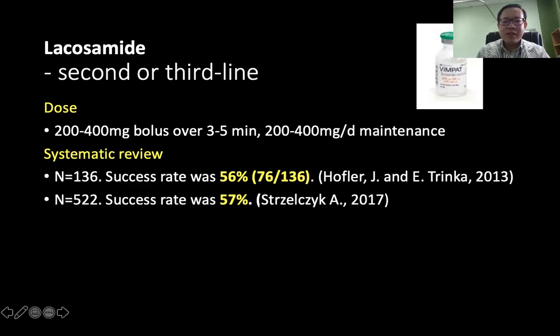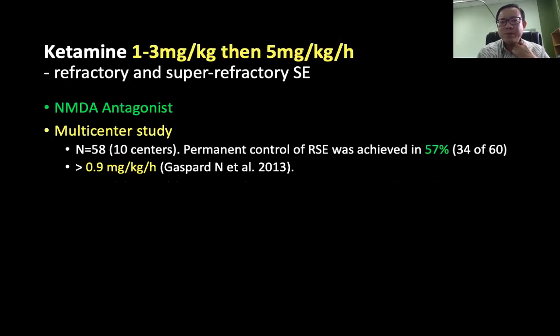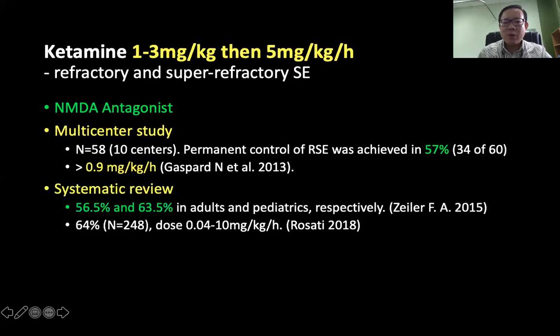Okay, so this is the second systematic review done in 2017, and the number is 522. So the outcome is good. Ketamine is another option I use often now for super refractory epilepsy or status epilepticus, mainly because ketamine is a glutamate antagonist, which is the NMDA receptor antagonist. So it is not working at GABAergic receptor, and therefore it is a good choice, and we can use the dose as low as 0.9 milligram per kg per hour.